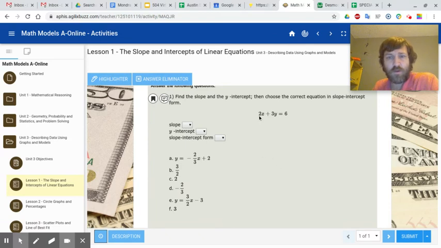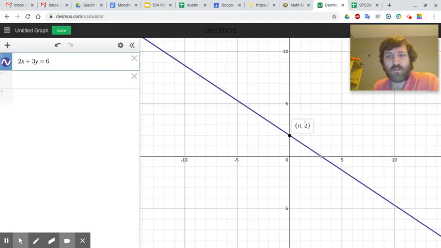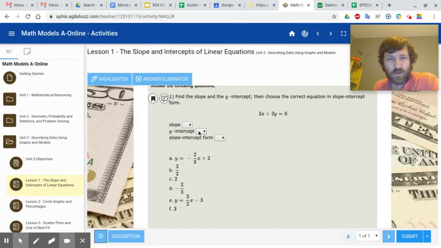So let's use that information to our advantage as we go looking at the answers to the problems. So notice they ask us for the slope, the y-intercept, and the slope-intercept form. So let's go with what's easiest, and that's the y-intercept. The y-intercept is 2. So we'll jump in there and look at the y-intercept, and we see the y-intercept is 2, which is c.